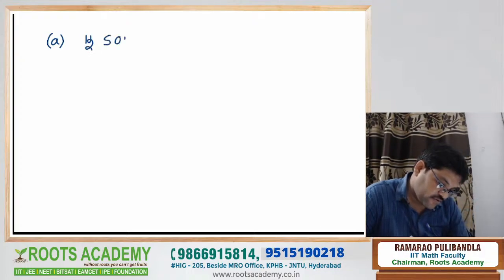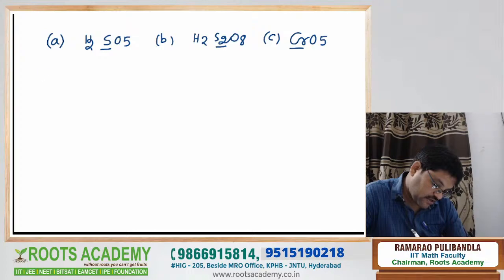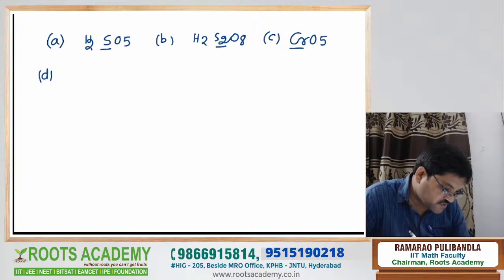H2SO5. Very good. And underline one. And the second bit is what? H2S2O8. Very good. And the third one is what? CrO5. Nice. And come to the fourth bit. The fourth bit is what?